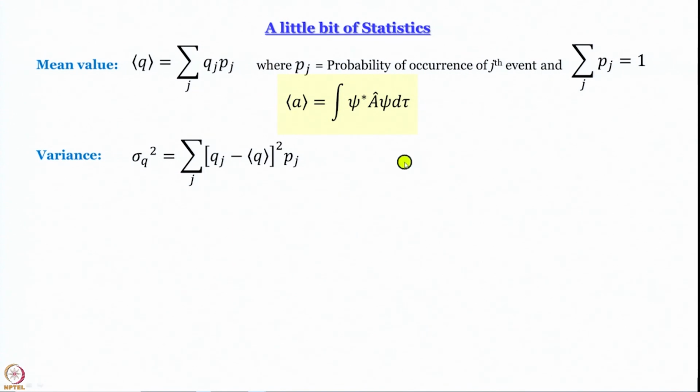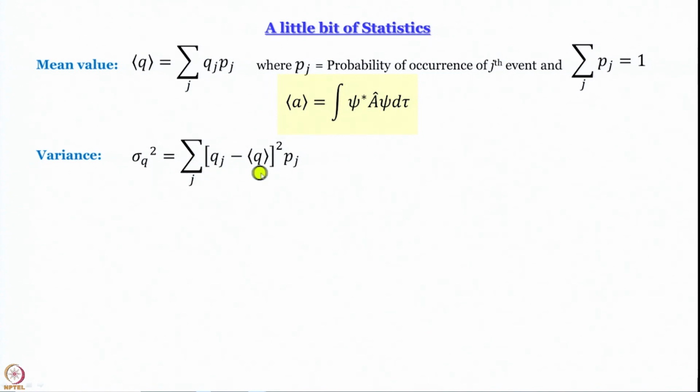Variance is defined as the sum over j of (Qj minus the average value of Q) whole square, multiplied by Pj, and it is written as sigma Q square. Why? Because ultimately we are going to work with its square root, which is the standard deviation. So, let us make sure we understand what we have written here. Let us forget the summation for the time being.